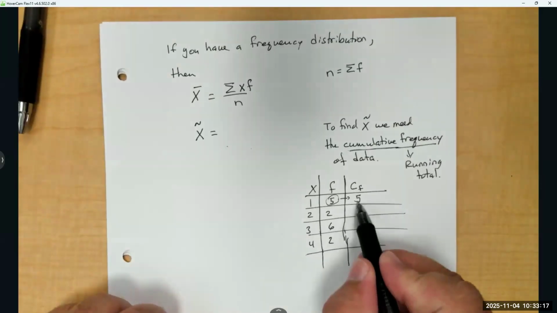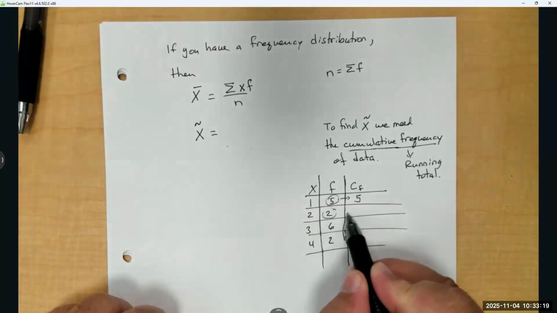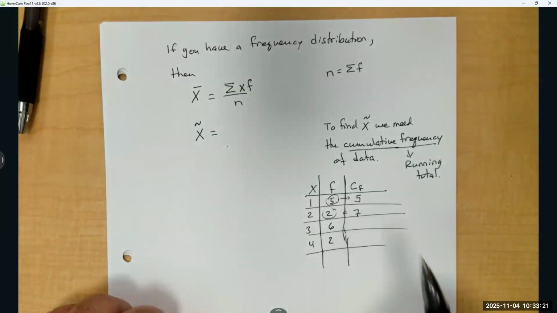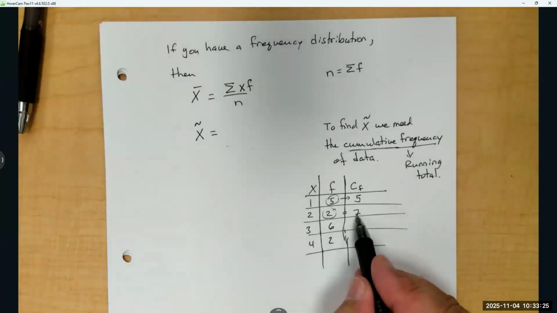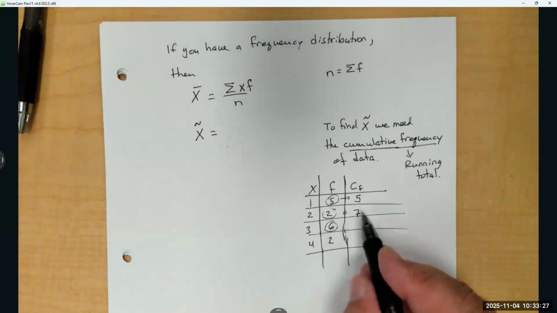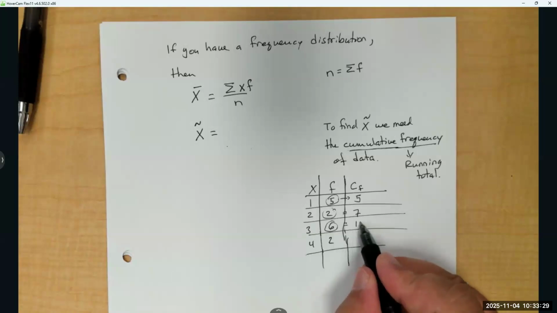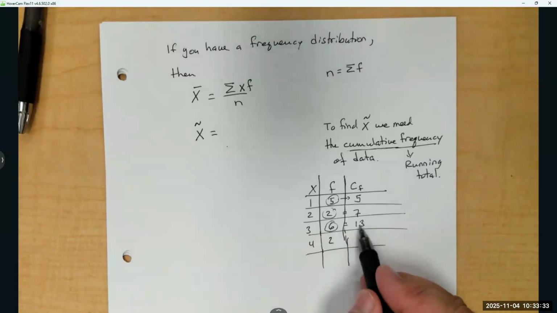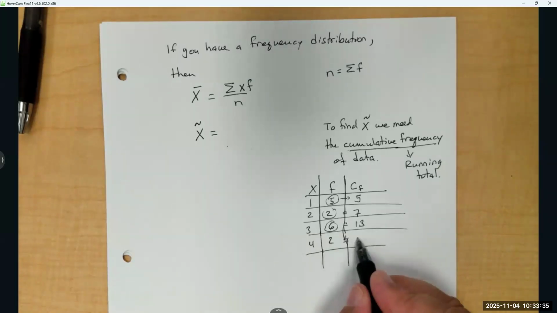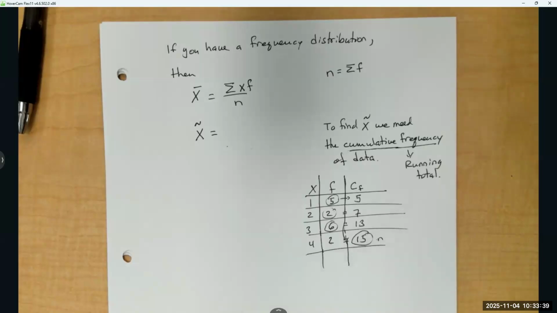So we take this number, add it to this, and we get that. We take this number, add it to the next frequency, we get 13. Take this frequency and that, and we get 15. This is your N. It's another way we can check our answers, to make sure our system's correct.